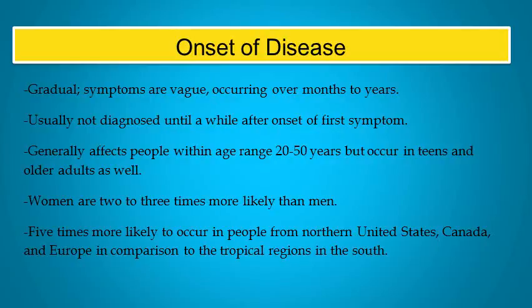It is also 5 times more likely to occur in people from northern United States, Canada, and Europe in comparison to the tropical region of the South. This information can be found on page 1428 in your searchable textbooks. Boom.